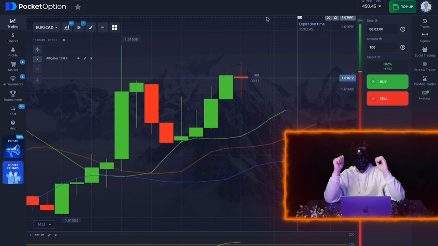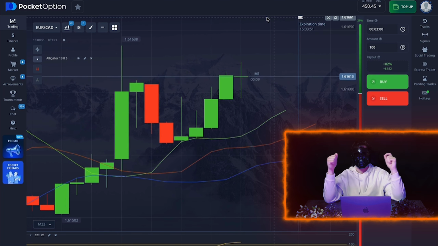Also guys, as you can see, I decided to show you everything clearly and visually. I recently created a brand new account and deposited $300 into it.